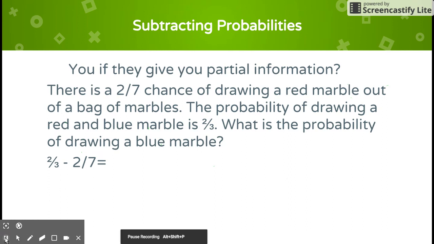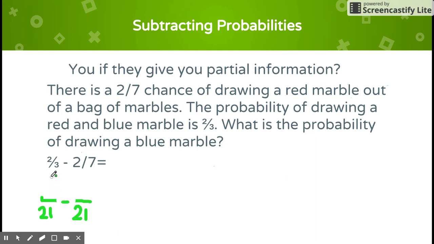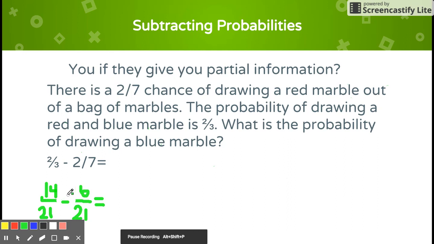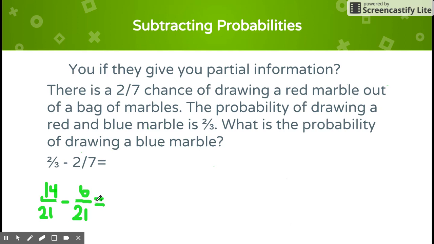First step, find a common denominator. All right, so if you say the common denominator is 21, you are correct. So now what are you going to do to 3 to get 21? You do the same thing to the 2. And what do you do to 7 to get 21? You do the same thing to the 2 as well. All right, so now we have 14 over 21 minus 6 over 21. So now you're going to solve it. We have 14 minus 6, which is 8. And your denominator will stay the same. In this case, we cannot reduce it. So what is the probability of drawing a blue marble? Well, it's 8 over 21.